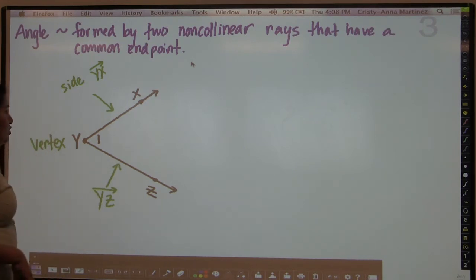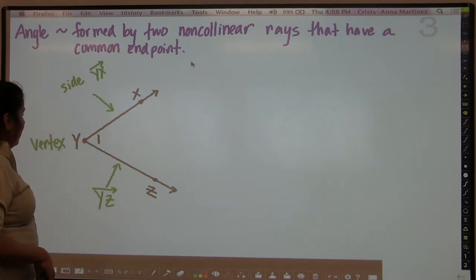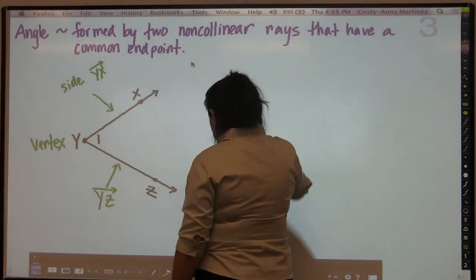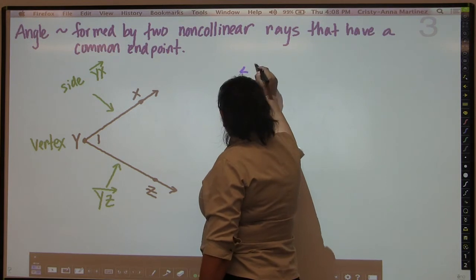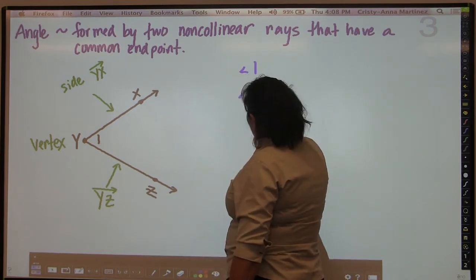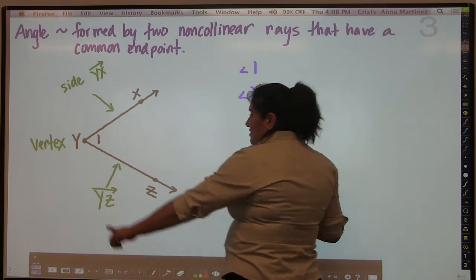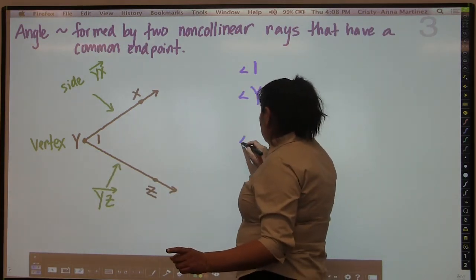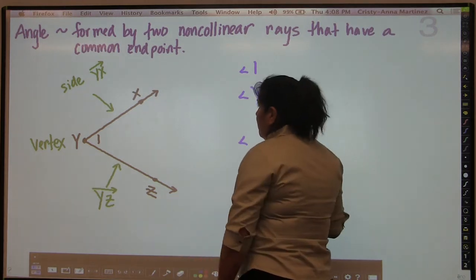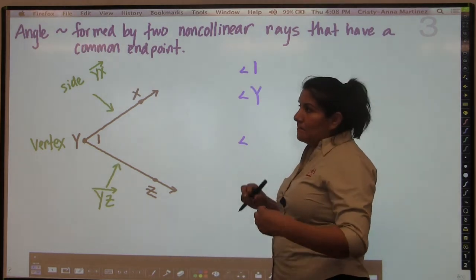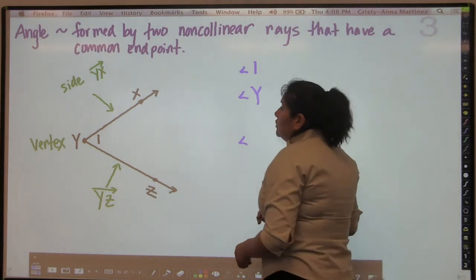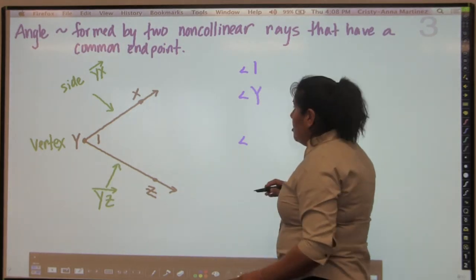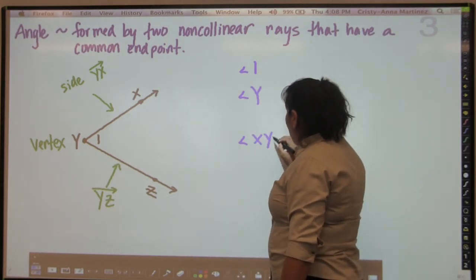There's a couple of ways that you can name an angle. You can name an angle by the number, so we can refer to this angle as angle 1. We can also call it angle Y because that's the vertex. And then we still have two other names that we can call it. You can use 3 letters to name an angle, but when you do that, the vertex point should always be in the middle. So I cannot call this YXZ. That would not be okay. But I can call it XYZ.